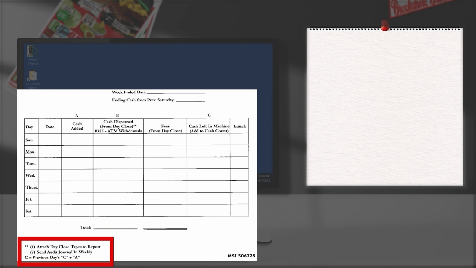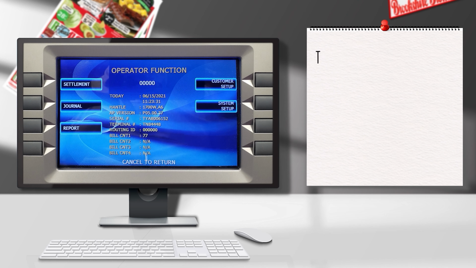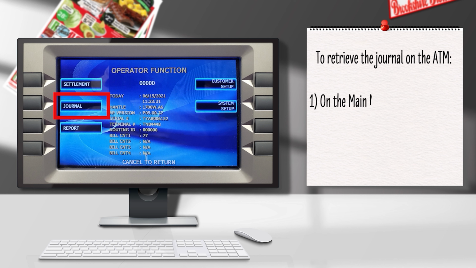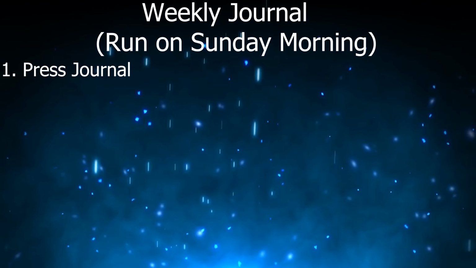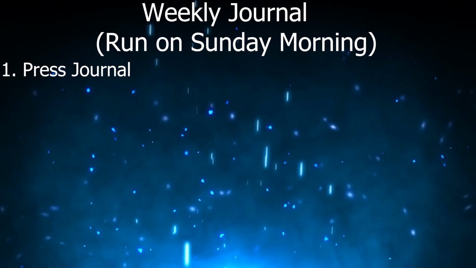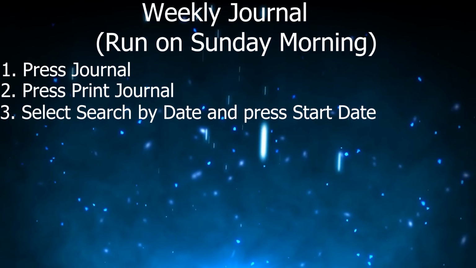At the bottom of the ATM log is a reminder to attach with it all daily reports in the Sunday Journal. To retrieve the Sunday Journal, you will go to the ATM and on the ATM menu, press Journal. Press Print Journal. Select Search by Date and press Start Date.